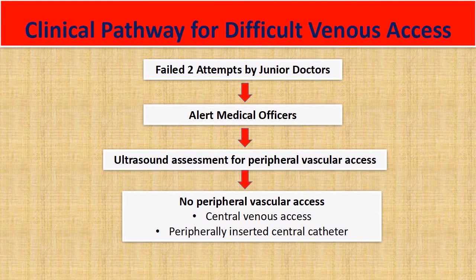Most hospitals would have their own clinical pathway for difficult venous access. So for our hospitals, we actually have this protocol in which if the junior doctors have failed to take the blood or to set the Verona within 2 attempts, then they should alert the more senior personnel like the medical officers. At that time, we should do an ultrasound assessment to look for suitable peripheral vascular access. If it was deemed that there is no suitable peripheral vascular access from this sonographic assessment, then we have to consider whether or not this patient would need an urgent central venous line.